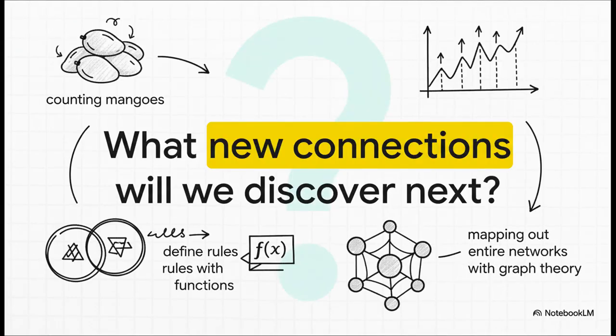And there you have it. That's our toolkit. We started out just counting mangoes. From there, we learned to group things into sets, we defined rules with functions, we analyzed change itself with calculus, and then finally, we mapped entire networks with graph theory. Each tool built right on top of the last one, giving us a more and more powerful lens to understand the world. So when you realize that everything from your friendships to the global economy can be seen as a graph, it really makes you wonder, right? What other connections are out there, just waiting for us to discover them?